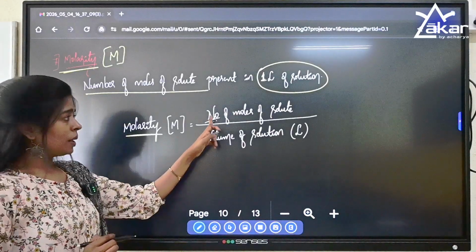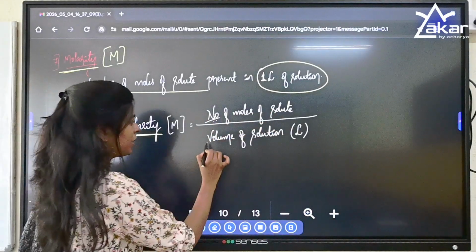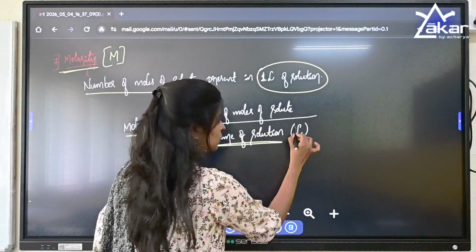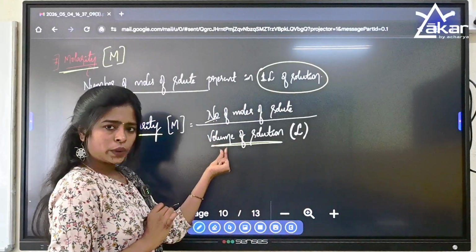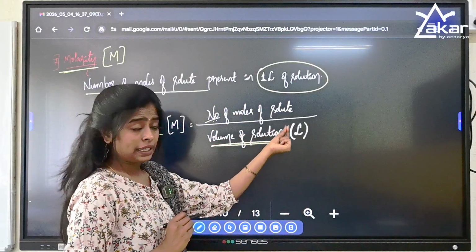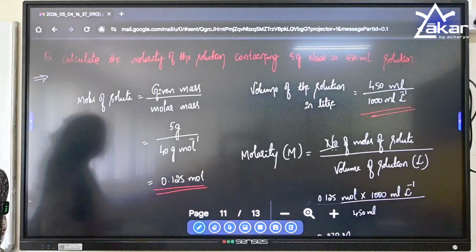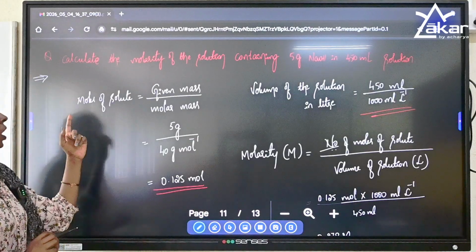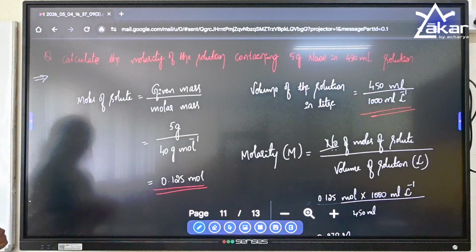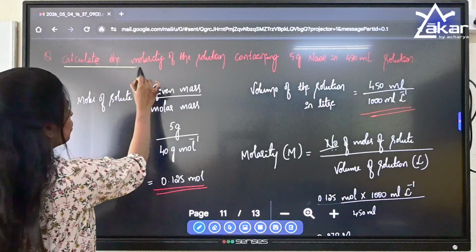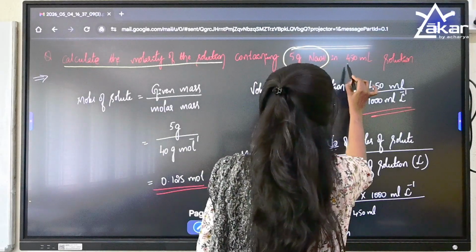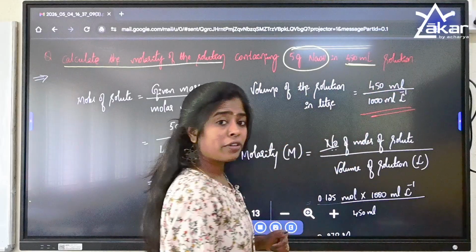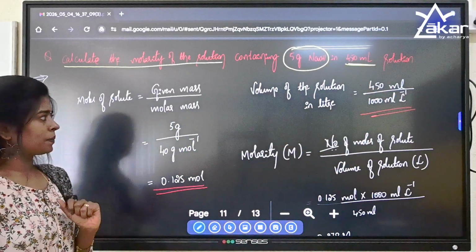Molarity is equal to number of moles of solute divided by volume of solution in liter. Make sure you take the volume here in liter itself. Now we want to solve one problem which is based on molarity. Calculate the molarity of the solution containing 5 grams of NaOH in 450 ml solution.